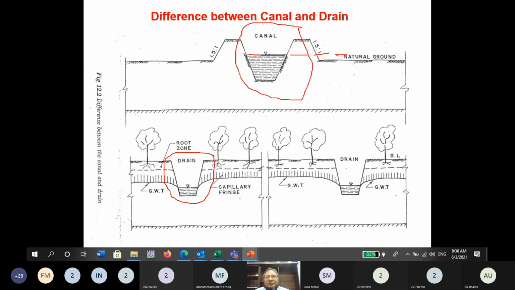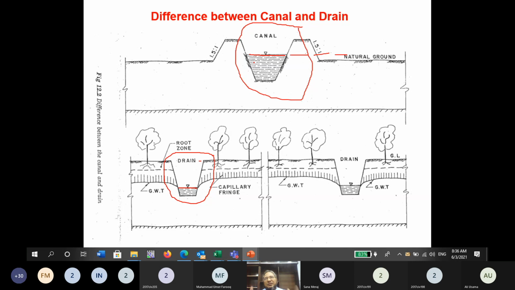To have gravity flow, right? We have to take water from the canal. What about the full supply level of the drain? Do we keep it above the natural surface or below the natural surface? Below, sir. Below. How much difference? 2, right? What is the use of canal?